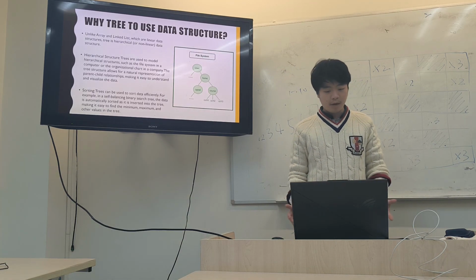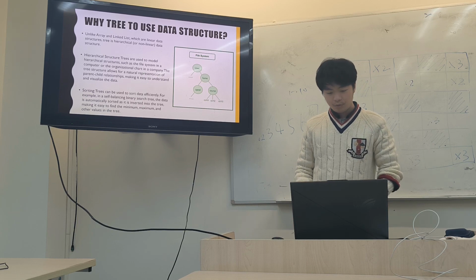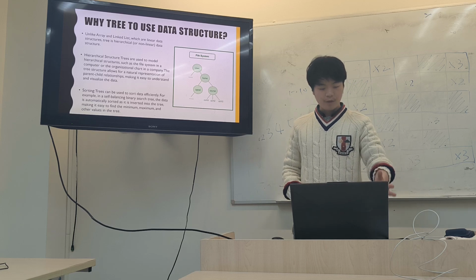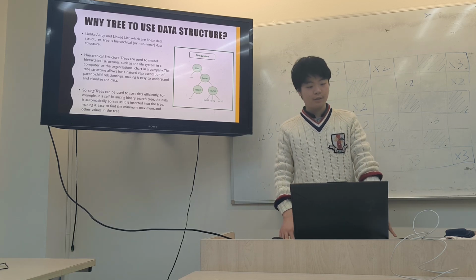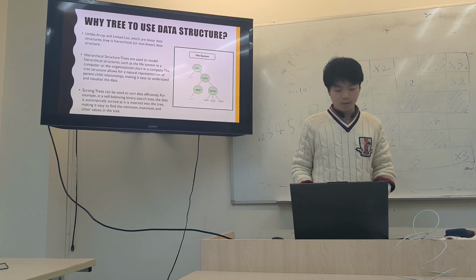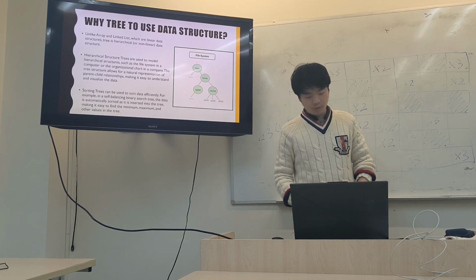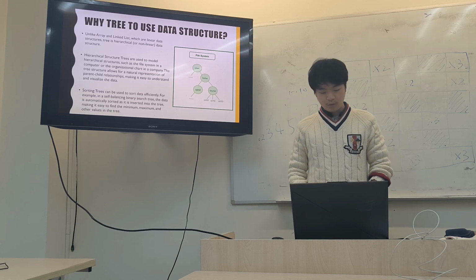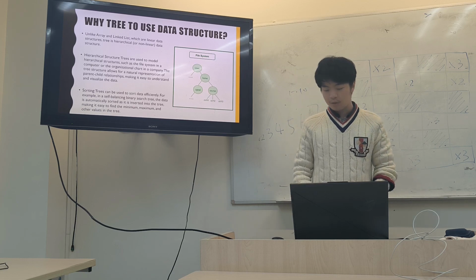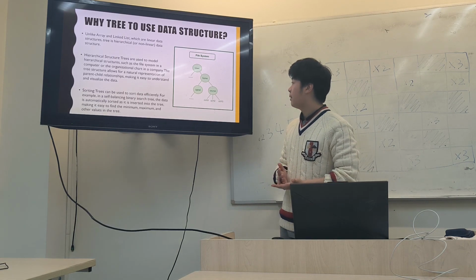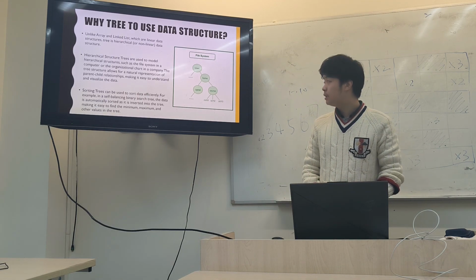So now we are talking about why we implement this tree data structure. Unlike array and linked list, which are linear data structures, a tree is a hierarchical or non-linear data structure. These kinds of trees are used in file systems, for example, in a computer, or the organizational chart in a company. You can look at this picture. It shows a file system that implements a tree data structure.